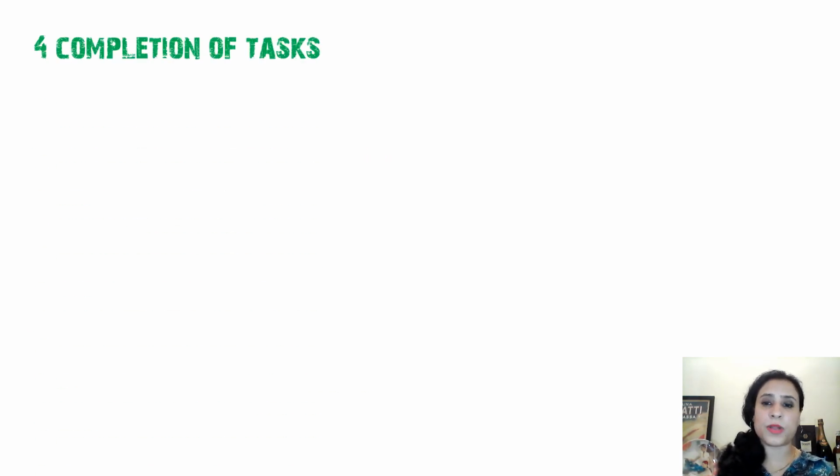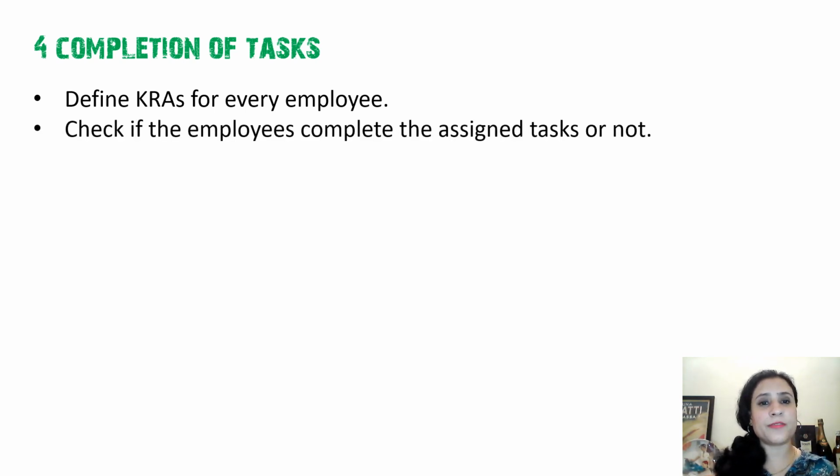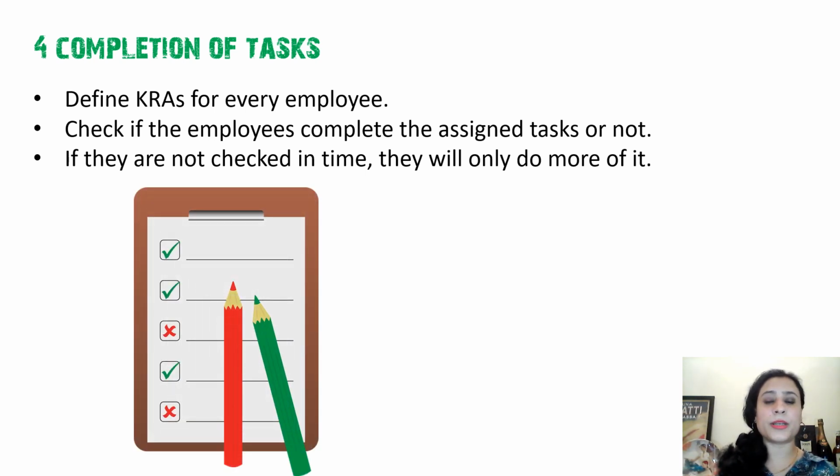Completion of tasks. Rather than anything else, what matters is the completion of tasks. If your employees are not able to complete their tasks on time, then there is a problem. So define KRAs for every employee. KRAs are defined when the employee joins or at the beginning of the financial year. Every employee will have his predefined KRAs, and check if the employees complete the assigned tasks or not. This is extremely critical for each and every employee. If they are not checked on time, then they will only do more of it, and they will also encourage other employees to stop performing to their best levels.